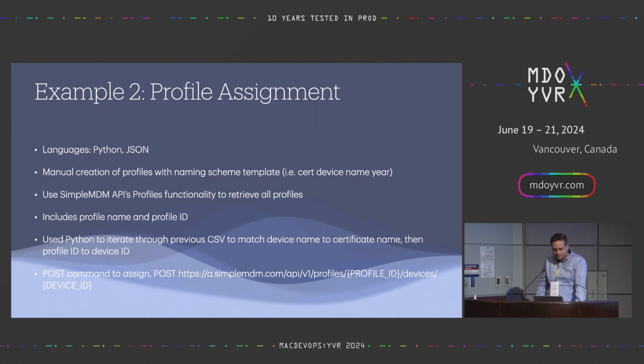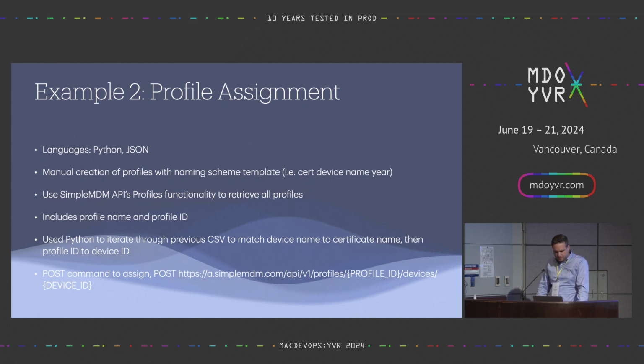However, after this, we could circle back and do some more automation. So again, using Python and JSON, we'd use Simple MDM's profiles API to retrieve all the profiles that we have in our Simple MDM. The two main things that we were looking at were the profile name and the profile ID. Again, we'd use Python to iterate through the previous CSV, which would match the device name to the certificate name, where the profile name would be the cert, device name, and then the current year. And then that profile ID would match to the device ID.